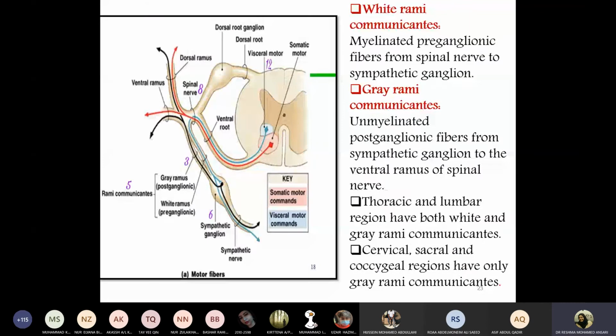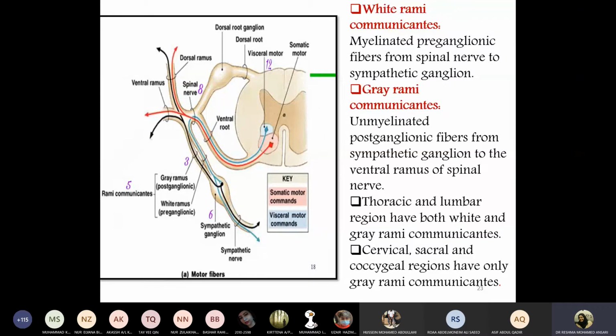Okay. So now how does the sympathetic system communicate between the spinal nerve and the paravertebral ganglia? It communicates through two rami communicantes. We call one the white rami communicantes, and the other the grey rami communicantes. Somebody did mention that white means it is myelinated, grey means it is unmyelinated. Yes. So the myelinated preganglionic fibers from the spinal nerve to the sympathetic ganglion are called the white rami communicantes.